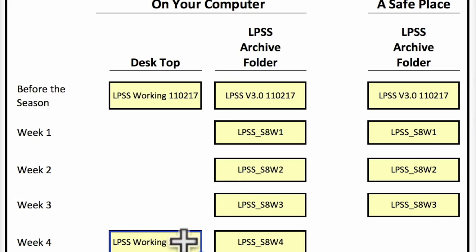Then we go through, we do our week's work again, and we get a new, hopefully valid, archived file for that week. We put a copy of this file into our Safe Place folder. Then we move on to week 5 using our new working master file. Archive a copy to our folder on the desktop, and to our offsite folder.